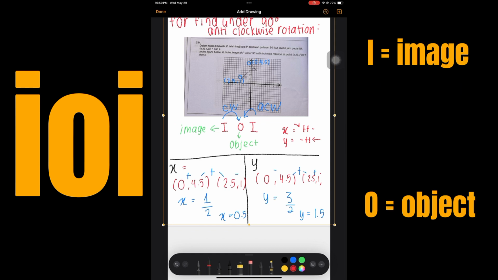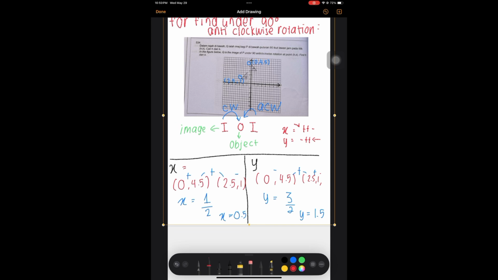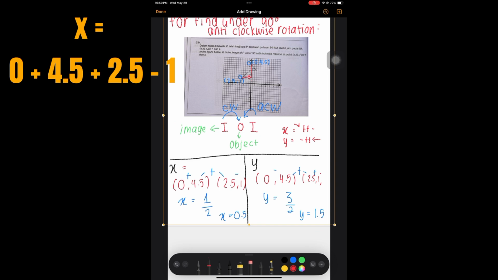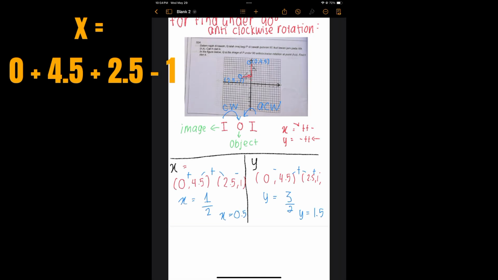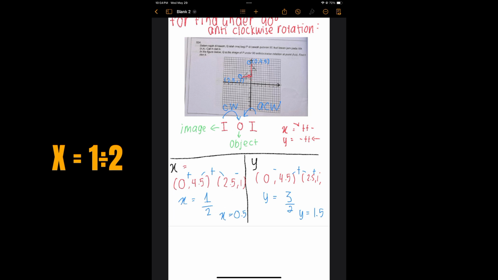Then how about the symbol? The symbol is, we find x equal to plus plus minus, and to find y it is minus plus plus. Then we find the x first. X is equal to the coordinate, and we calculate it using plus plus minus. We calculate in the bracket first, like 0 plus 4.5 and 2.5 minus 1. Then we add and we get x equal to 1.